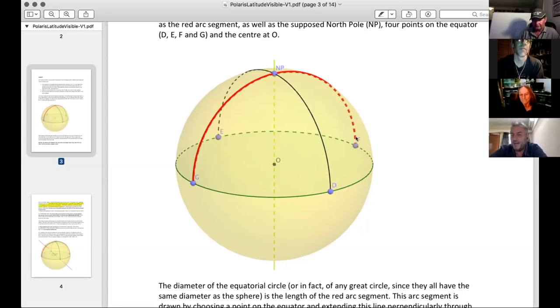So mathematicians define the diameter as going from one point on the equatorial circle up over the North Pole and down the other side. That is the definition of a diameter on a sphere, and not what you would intuitively think, to go right through the middle of the ball, because you're not allowed to. I did not know that.